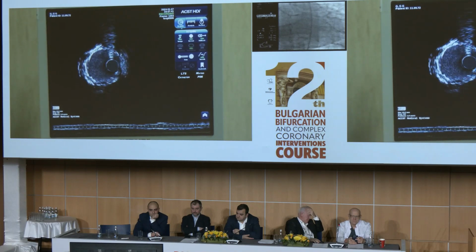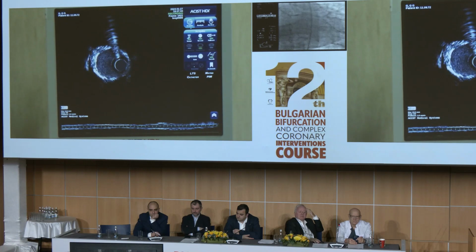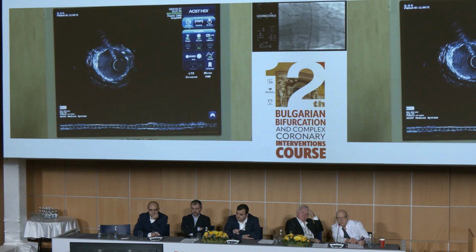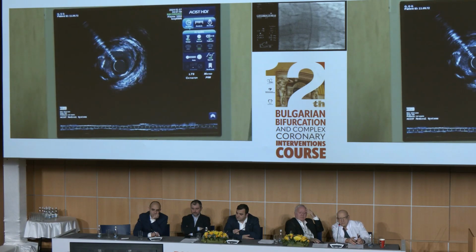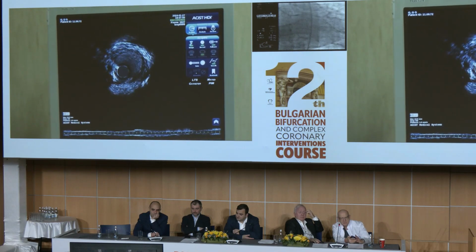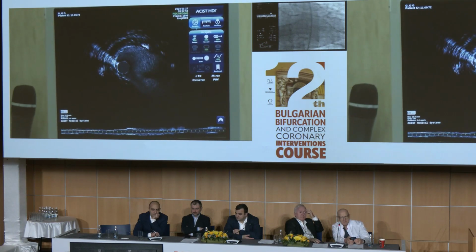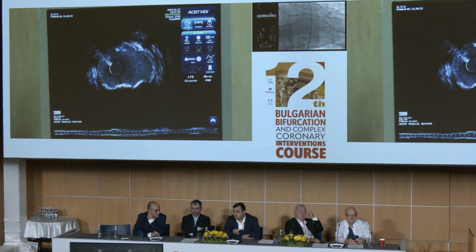The stent is open for sure more than 3 millimeters. What I noticed is 8 millimeters minimal stented area, which is almost enough for the left main. 8, yes. Okay.